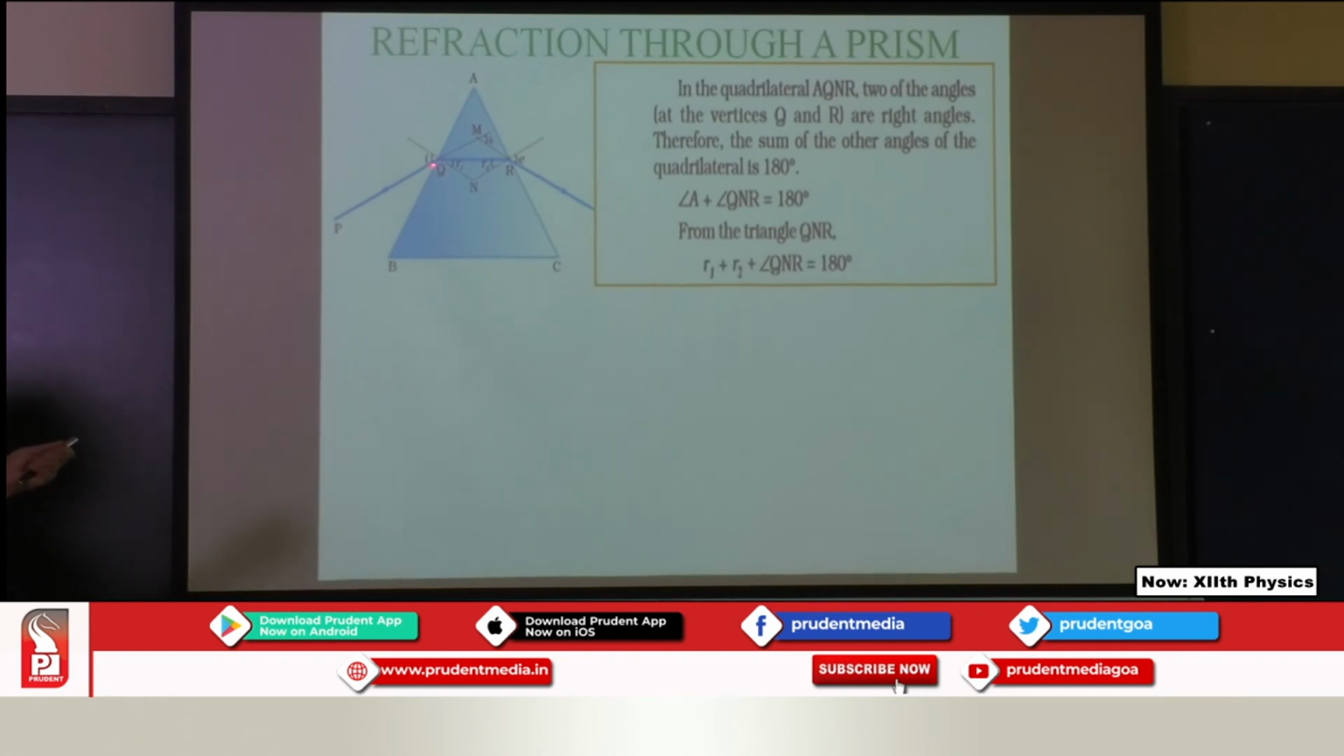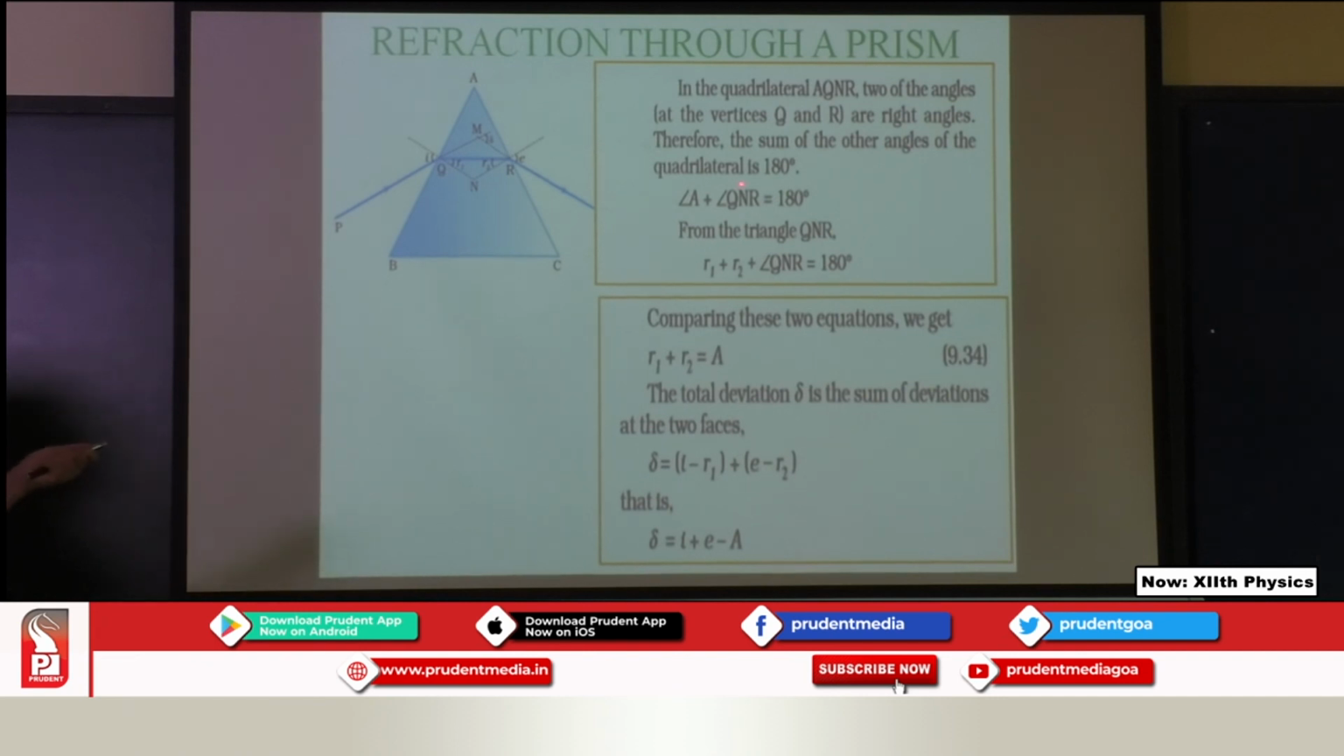and angle QNR is going to be 180 degrees, correct? Angle A plus angle QNR is 180 degrees. Now, take this particular triangle, that is QNR, and we know that sum of all the angles is 180 degrees. So, it is r1 plus r2 plus angle QNR equals 180 degrees.